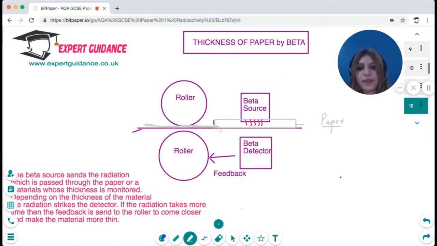Next we have the thickness of paper controlled by a beta source. You can see this is a paper, and we have a beta source that is emitting beta radiation and a beta detector, and that is giving feedback to the roller. Now, if the radiation is taking a lot of time to come to the detector, then the detector will find out that the paper is actually thicker than what is required. So depending on the signals it is getting from the beta source, if the radiation takes greater time, it will send feedback to the rollers to come closer to each other and make the paper thinner. So then the rollers will come closer and the paper will be thinner. Okay, so this is how we can control the thickness of paper or metal sheets by beta.